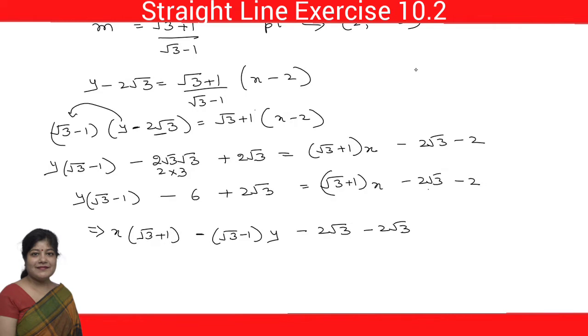No, this is correct. Oh, sorry. No, correct. Then minus plus 6 minus 2. Correct. Now x root 3 plus 1 minus root 3 minus 1 y. This is 4 root 3 and this is 4. Now we can take common as a 4. Yes, ma'am.